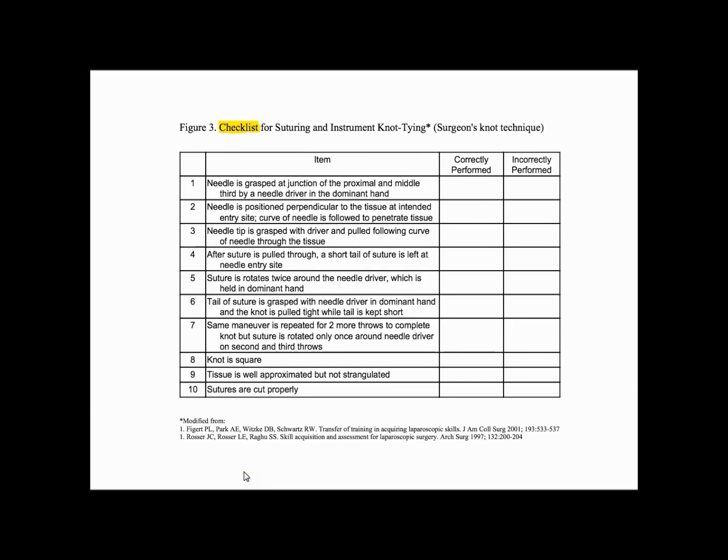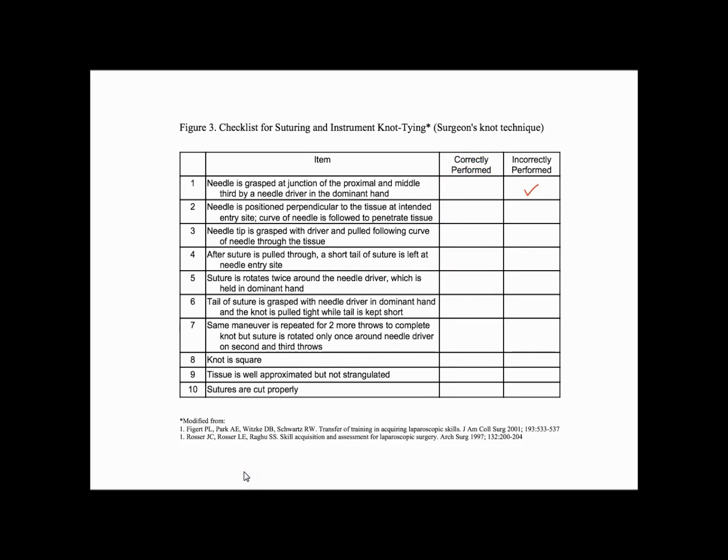The next scale is the checklist. In this scale, each critical step of the procedure is detailed. Raters check off which steps the trainee performed correctly. A description of the correct performance can be seen detailed beside each point.